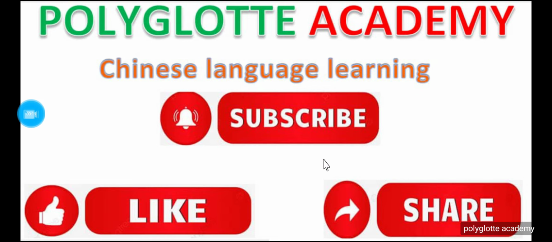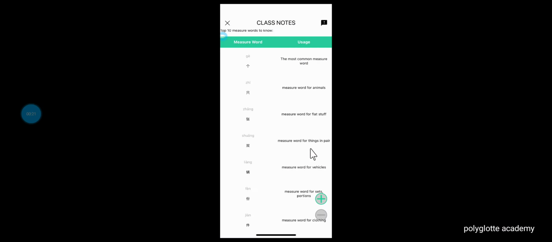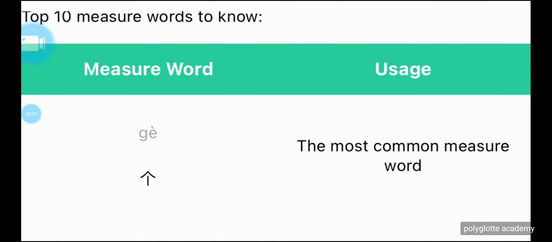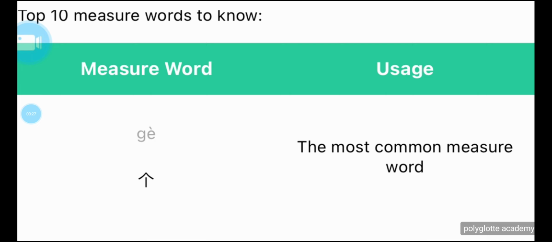So let's get started. In this lesson 7, we are going to be talking about measure words. Top 10 measure words to know.